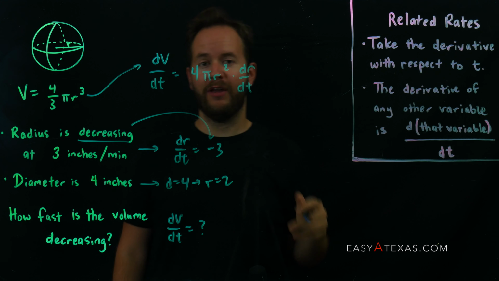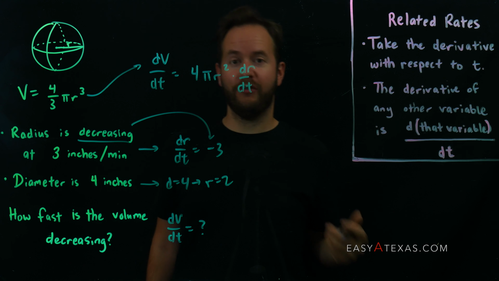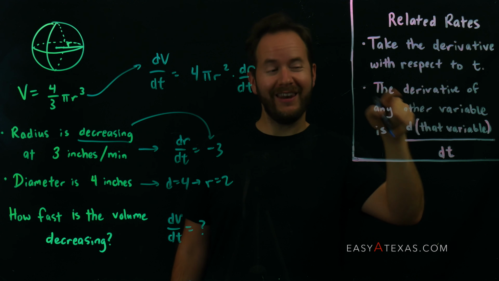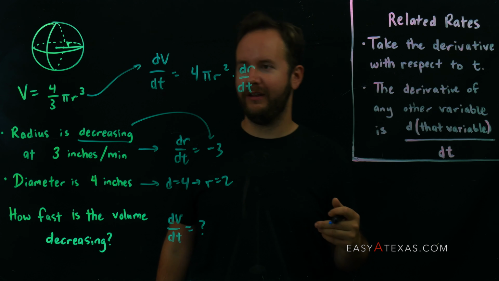One thing to remember is that we have to tack on dr/dt because r is not the variable we're taking the derivative with respect to. Remember, anytime we take the derivative of any other variable, we say d that variable dt. So here's r, we've got to tack on a dr/dt at the end of our derivative.